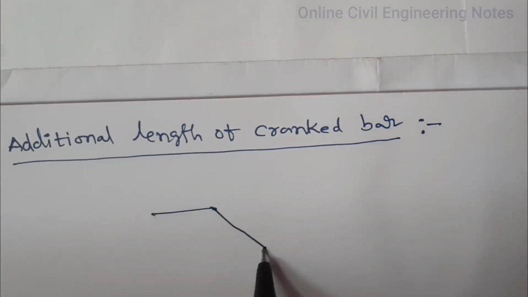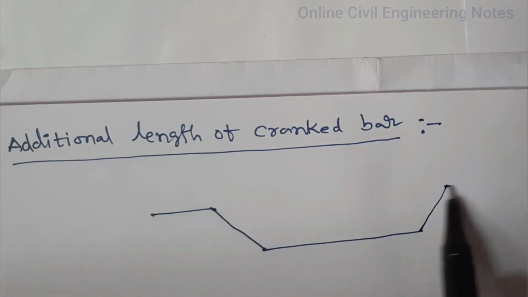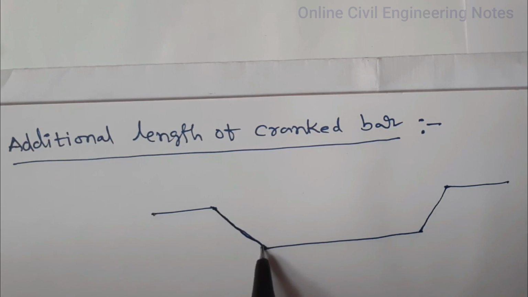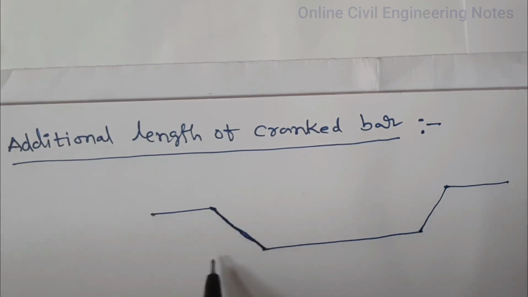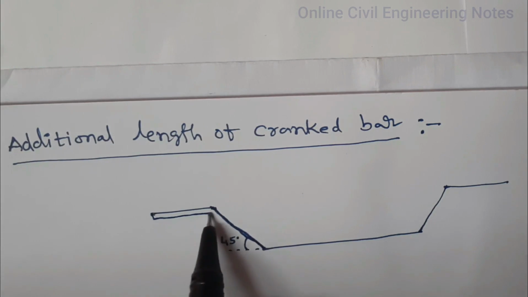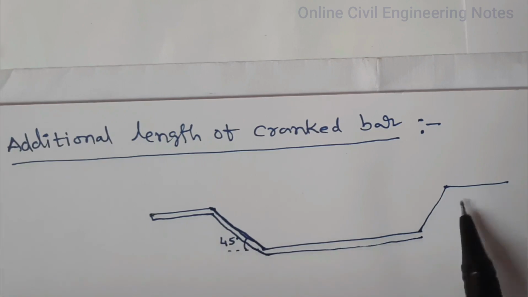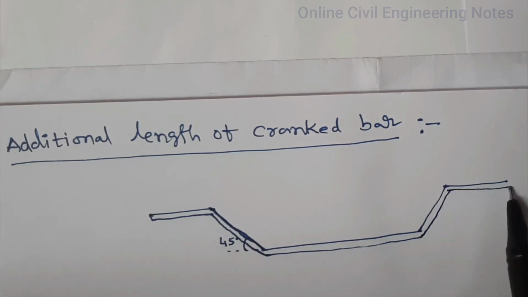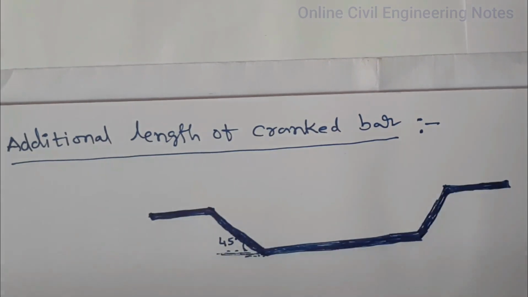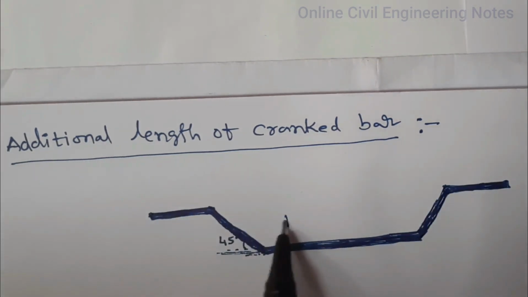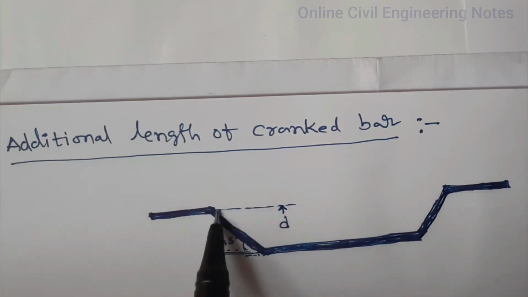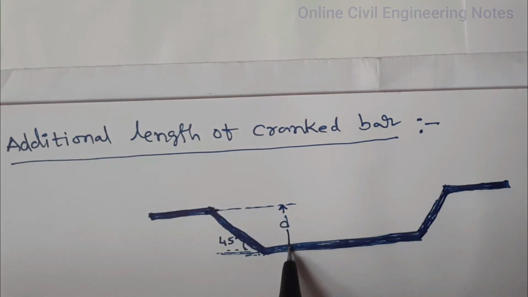Let's draw the bending of a bar like this. Say this is the bending portion. Say it is bending at an angle 45 degrees to the horizontal. Cranked bar. So this is the distance D from center of this bar here to here.